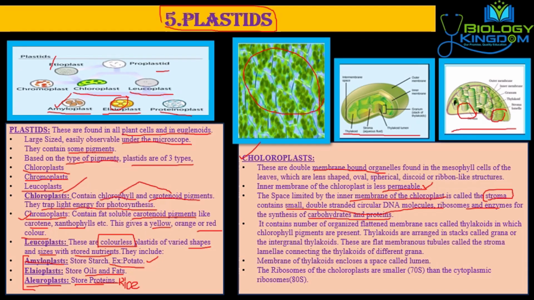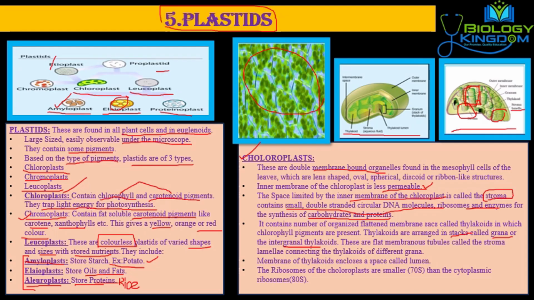So inside we have these flattened green color sac-like structures known as thylakoids, which are present in the chloroplast, containing pigments. These are arranged in the form of stacks, and whenever they are piled together, that region is known as grana or intergranal thylakoids, and they have flat membranous tubules in between them connecting to each other. They are known as stroma lamellae.